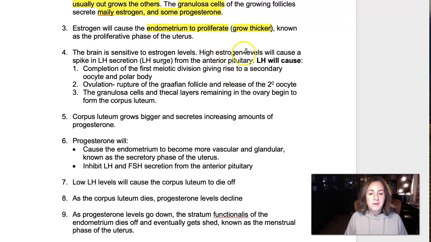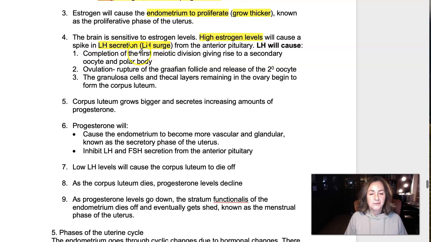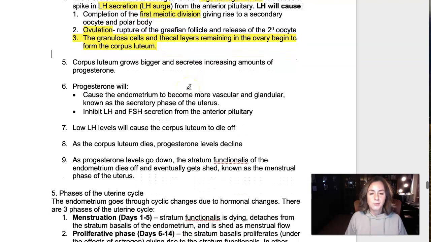And estrogen is also being detected by the brain. So once you have this high estrogen level that tells the brain that there's a mature follicle, that's what causes this LH surge. LH surge is going to cause completion of that first somatic division, and it's going to cause ovulation, and it's going to cause the granulosa cells to form the corpus luteum.